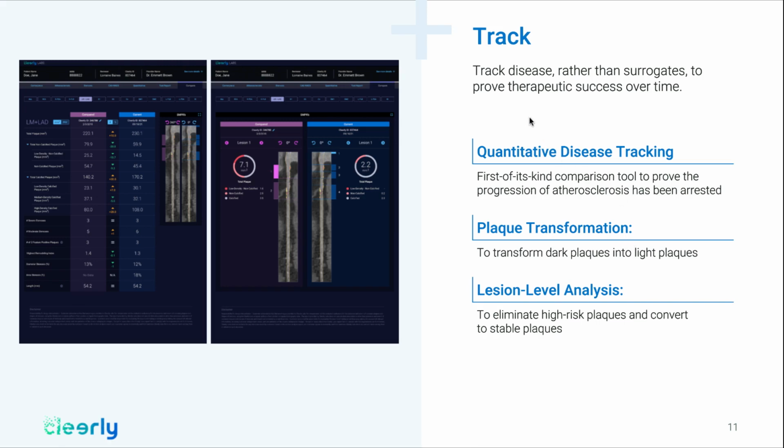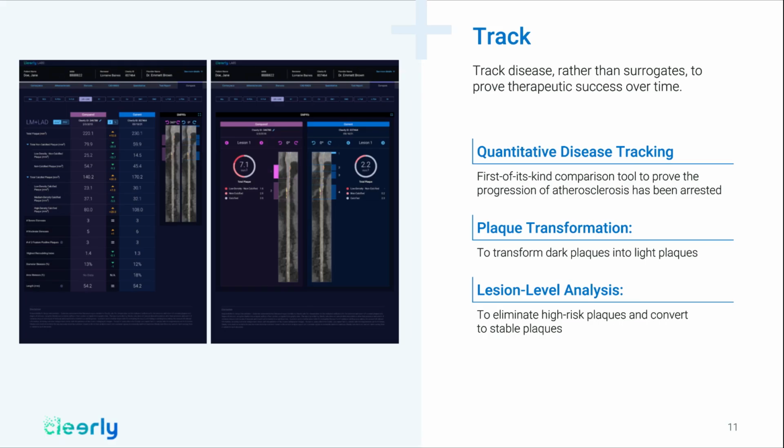Tracking, as we said, quantitative disease tracking, side-by-side comparisons of the previous images with the current images after therapeutic interventions, showing plaque transformation, a lesion level analysis. Each specific area of plaque can be analyzed to show its changes over time.